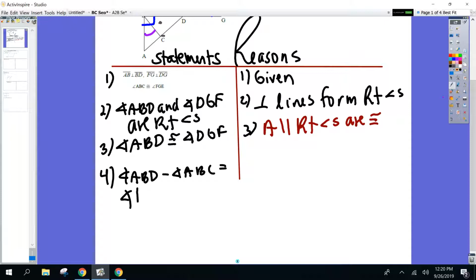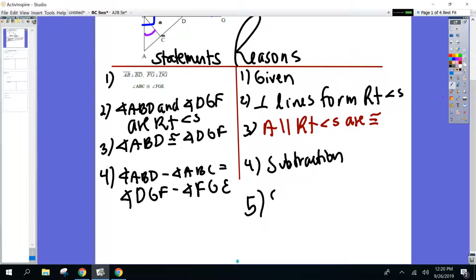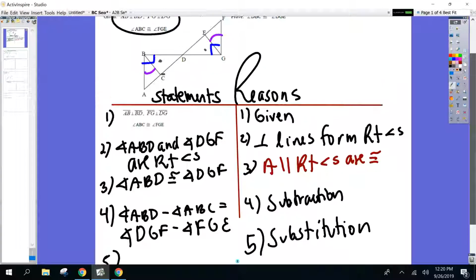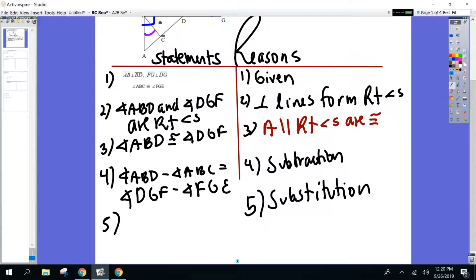Angle DBF minus angle FBC. Subtraction. And then finally, what always comes after? Look at you guys, up to a 5-step proof already. We just started this unit on Monday. DBC, DBE.